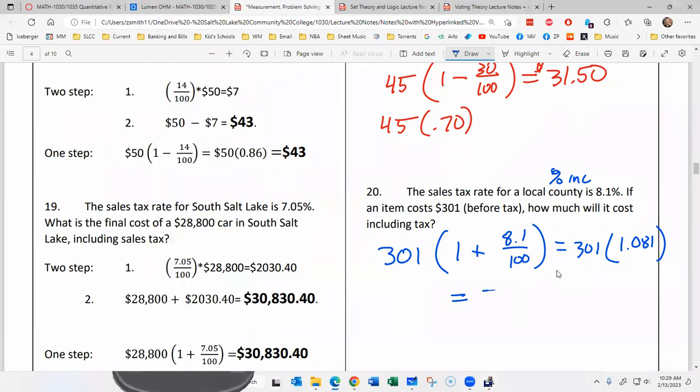$325.38. How much this item will be after tax.